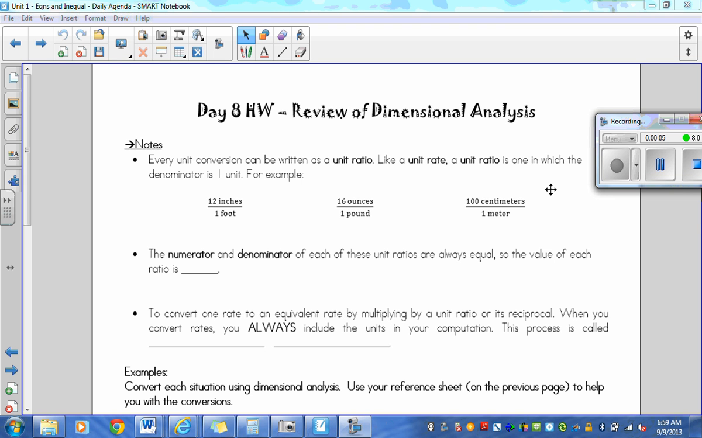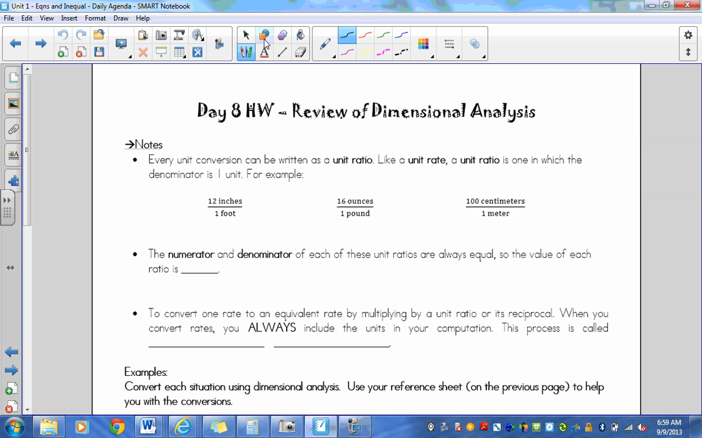The day 8 video is on dimensional analysis, which was unit conversions. For example, you could convert 12 inches for every foot into inches per yard, or 16 ounces per 1 pound could become how many ounces per ton. These are all unit rates or unit ratios because they're equivalent, and they have 1 on the bottom. 12 inches is 1 foot, 16 ounces is 1 pound, and 100 centimeters is 1 meter.